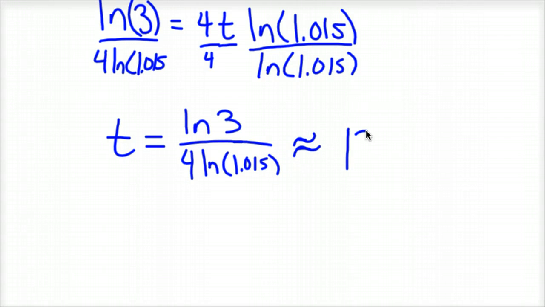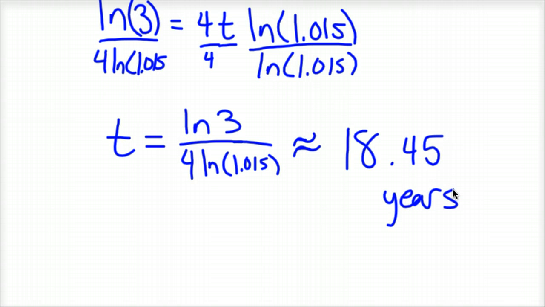I'll put the squigglies here. It's going to take about 18.45 years to triple our investment at 6% interest compounded quarterly. So kind of a long time, but doable. And so that's that problem. Just make sure you can plug that into your calculator correctly. That's kind of a trick depending on the calculator you have, so I'll leave that up to you to learn how to use your calculator.